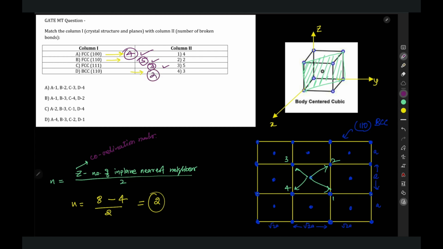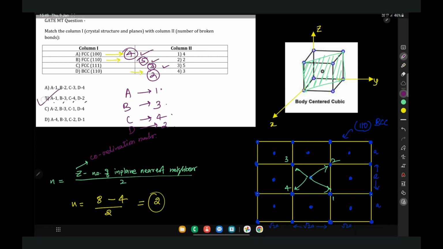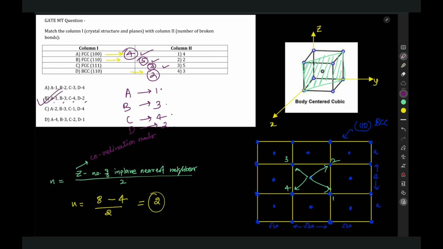On matching, we will say that A matches to 1, B matches to 3, C matches to 4, and D matches to 2. So the option is 1, 3, 4, 2. So option B is correct. Hopefully you understood the concept and you can now solve all the questions based on the number of broken bonds. Thank you.